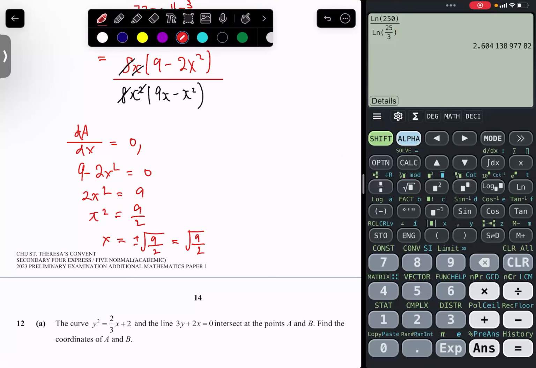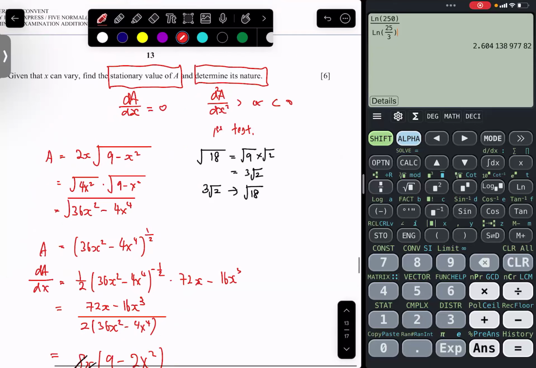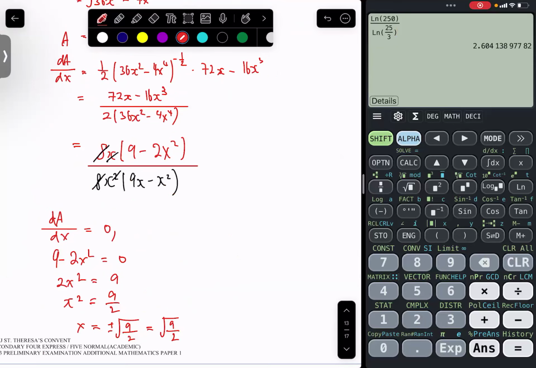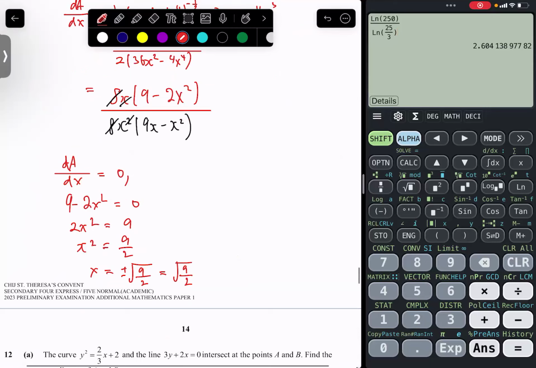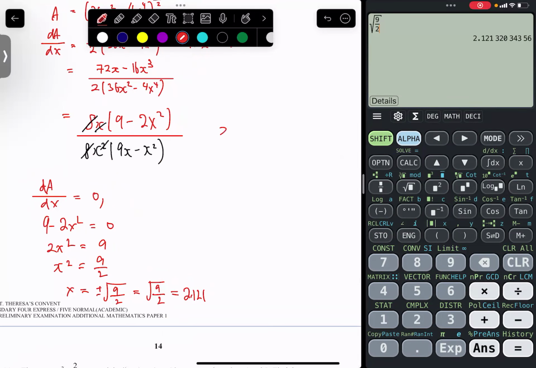Okay, so what's next? Determine the nature, right? I'm probably not going to do the second test, because the second test is going to be troublesome. So square root 9 over 2 is equal to 2.121. Now for the d A d x, I will have the image. Now I know for sure when x equals square root 9 over 2, we already determined that.